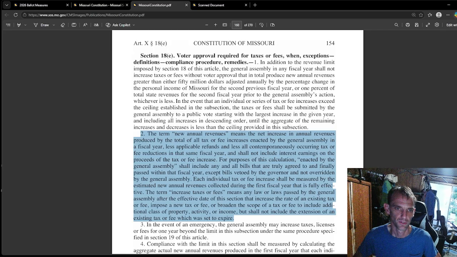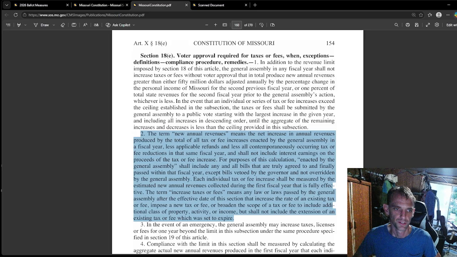For the purpose of this calculation, enacted by the General Assembly shall include any and all bills that are truly agreed to and finally passed within that fiscal year, except bills vetoed by the governor and not overridden by the General Assembly. Each individual income tax or fee increase shall be measured by the estimated new annual revenues collected during the first fiscal year that is fully effective.